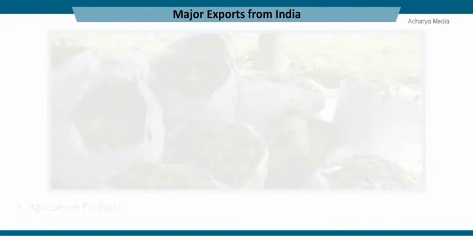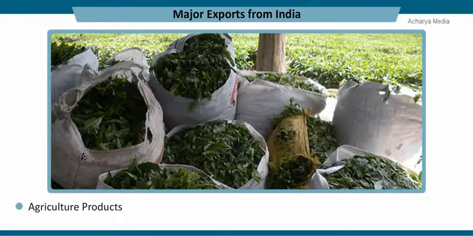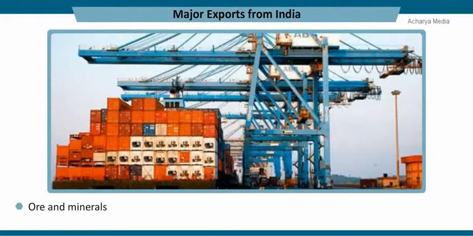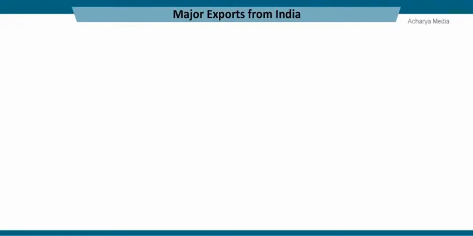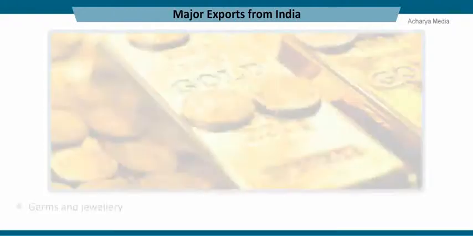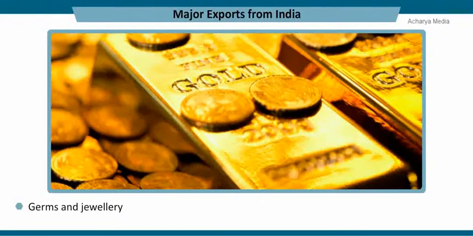Major exports from India. Agriculture products like cereals, pulses, tea, coffee, spices, nuts and seeds, sugar and molasses, meat and meat products; ore and minerals including iron ore, coal, manganese, mica, bauxite; leather products such as wallets, purses, pouches, handbags, belts, footwear and gloves; gems and jewelry including precious stones, gold jewelry, decorations and antiques.